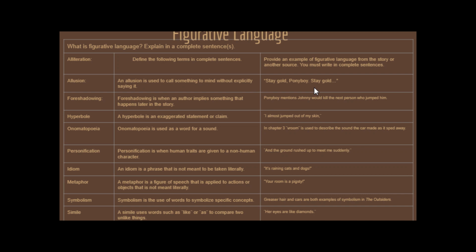Stay gold, Pony Boy. Stay gold. Now, if you cannot find an example of the figurative language in your book and you need to go to the internet to find an example of this, that is fine.